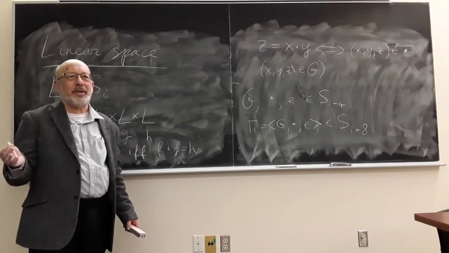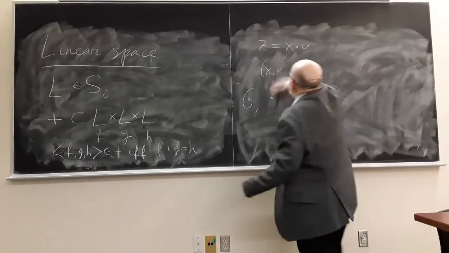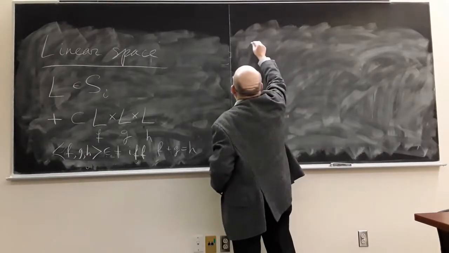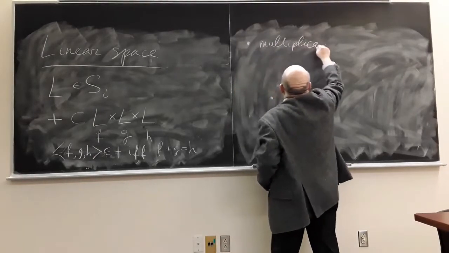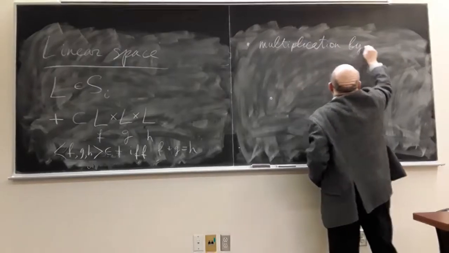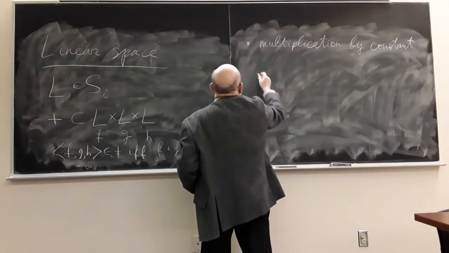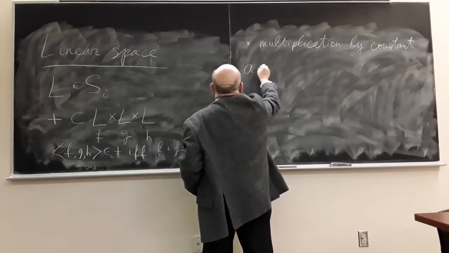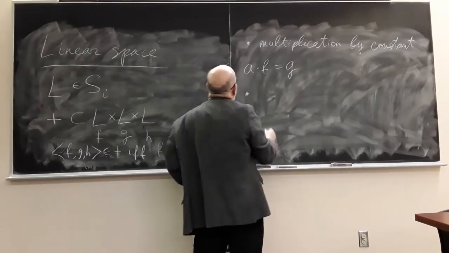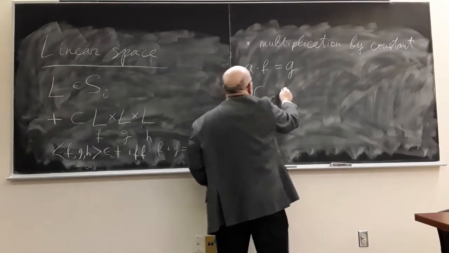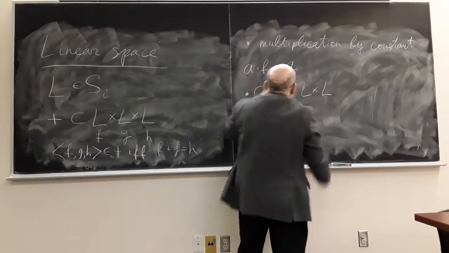Now we have another structure, multiplication by constant. So we take A times F equals G. So we have an element, this set is a subset of R, it is here, times L times L.